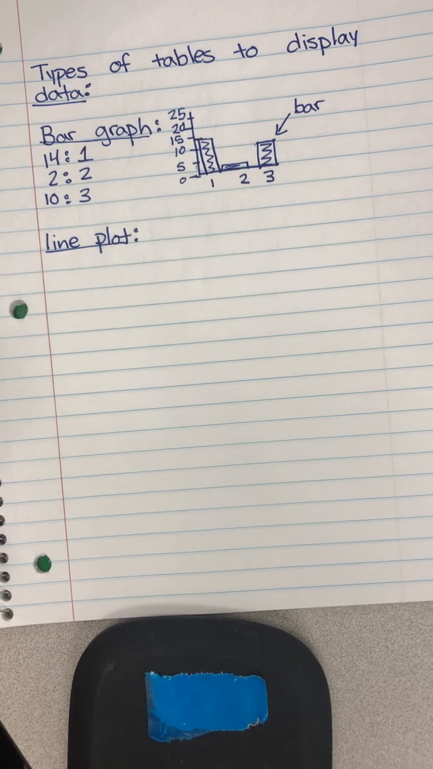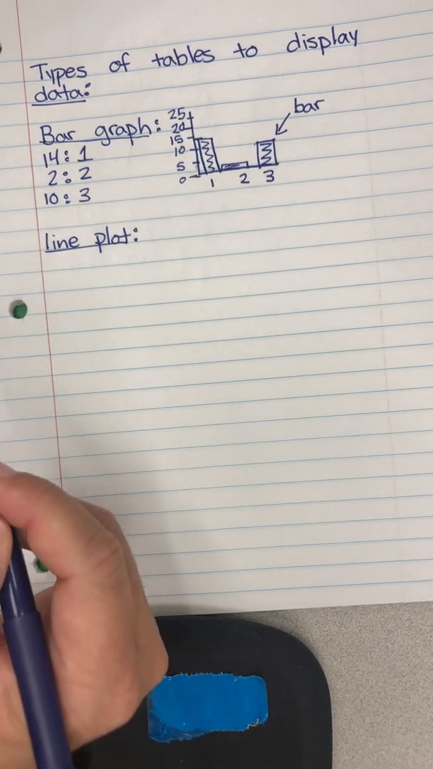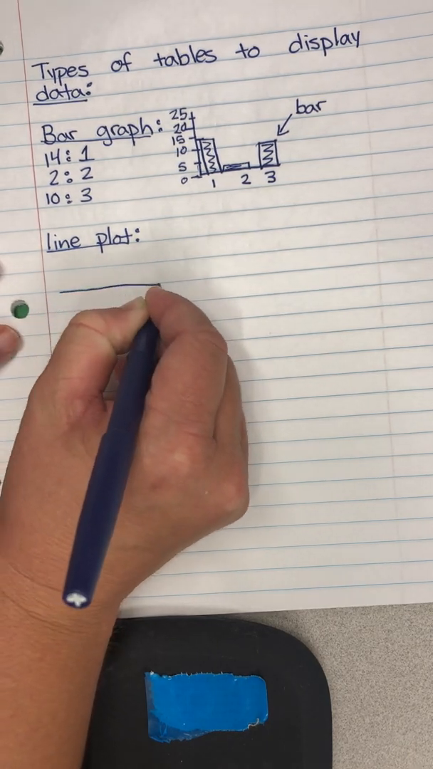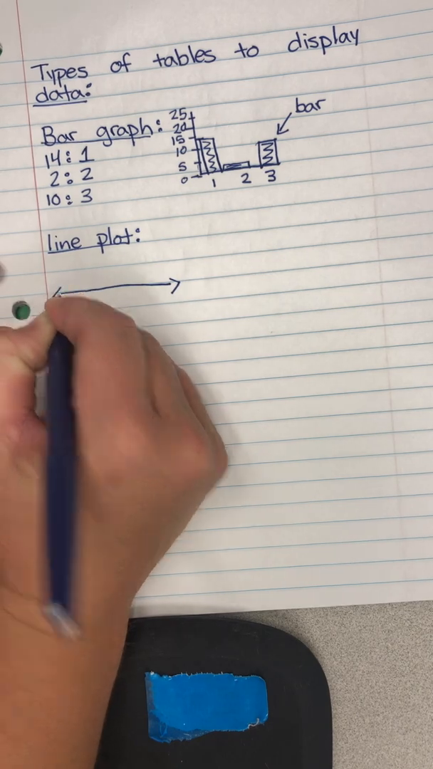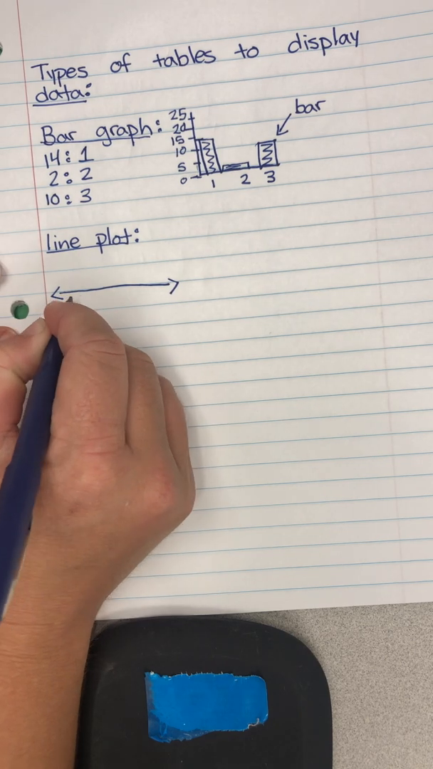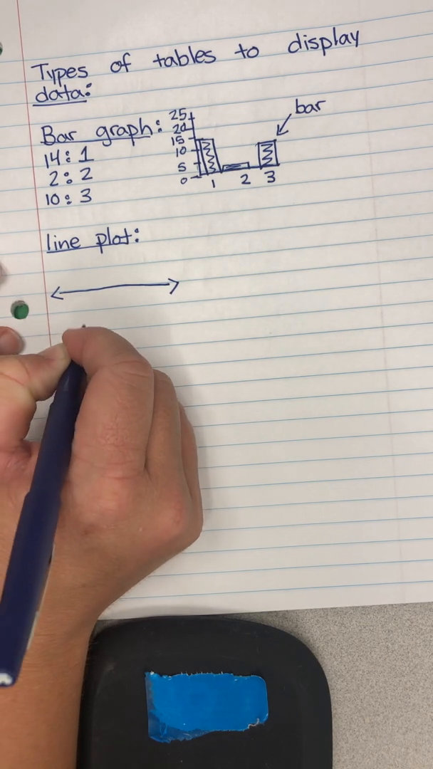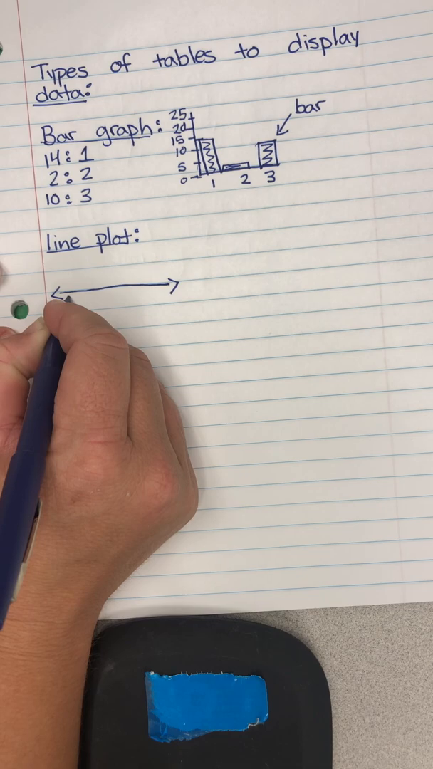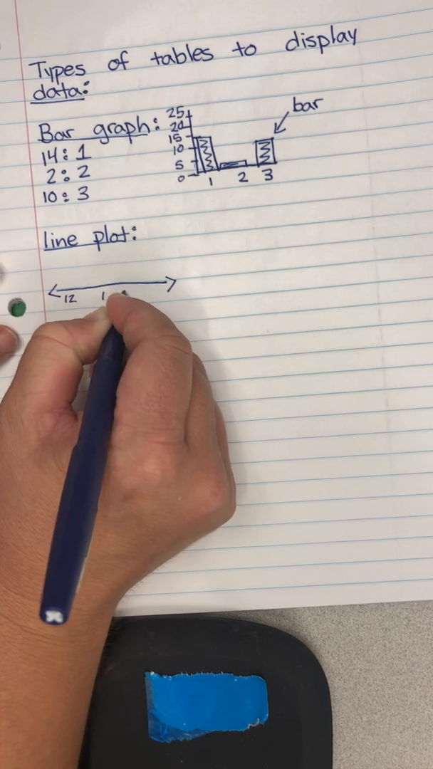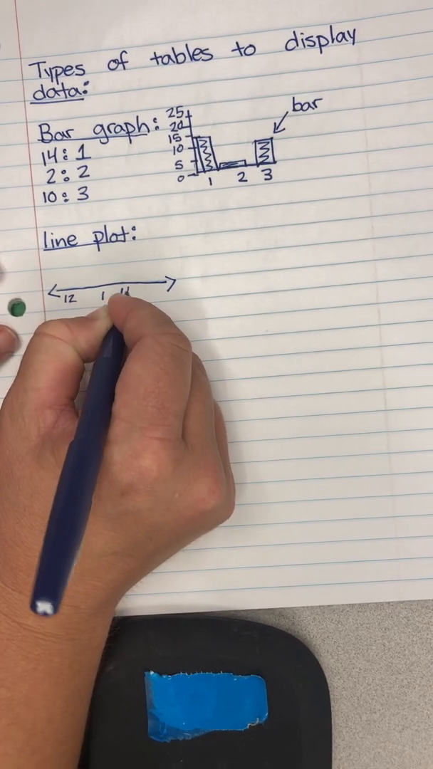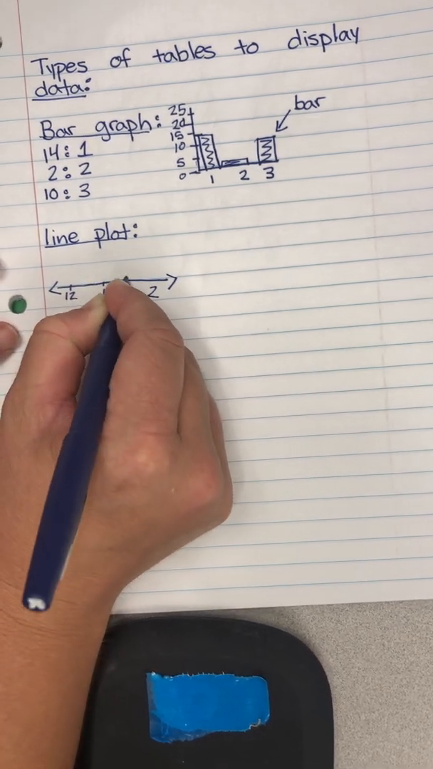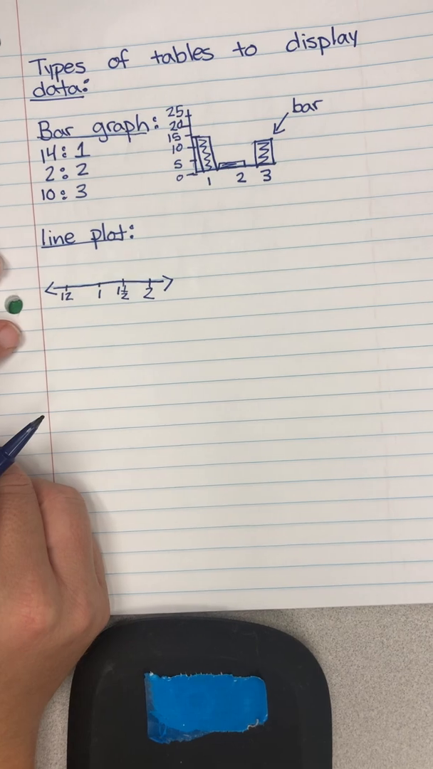So a line plot is showing data across a line. So remember, this is your line. And then it's gonna have different categories. So let's say we're talking about shoe sizes. So we'll say, all right, we have sizes 12, 1, 1.5, and 2. Let's just pretend that that's our shoe sizes across the class. Now I know they're probably a whole lot bigger.